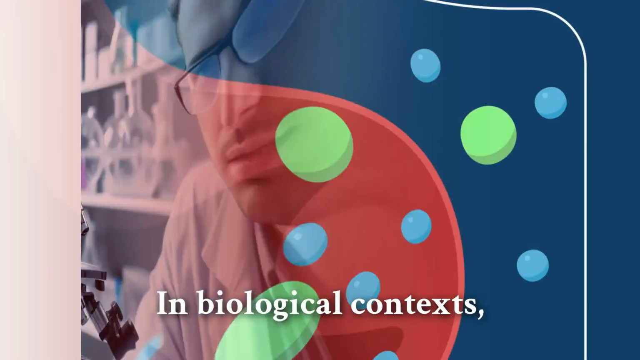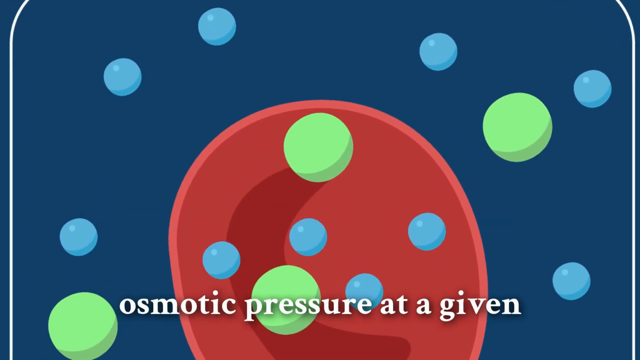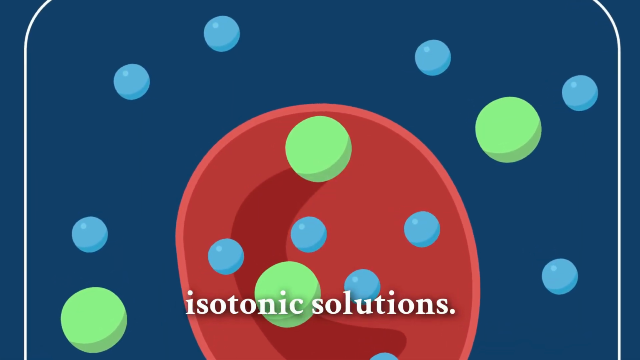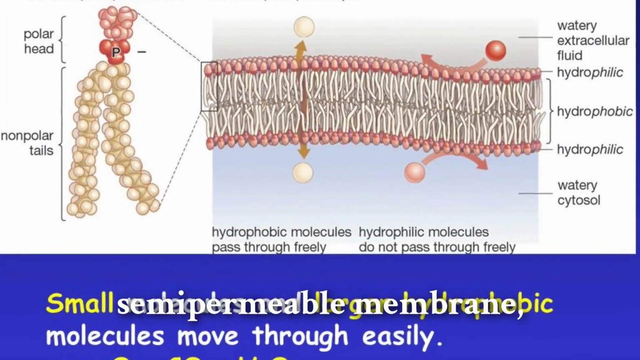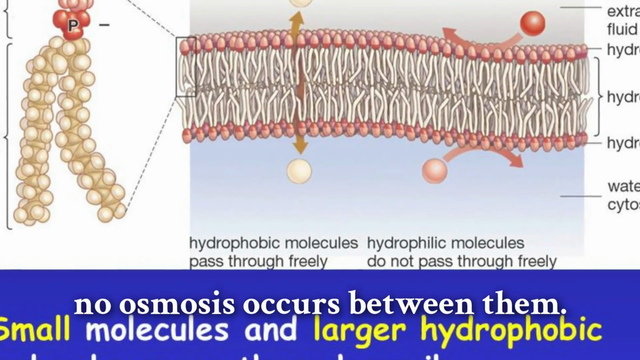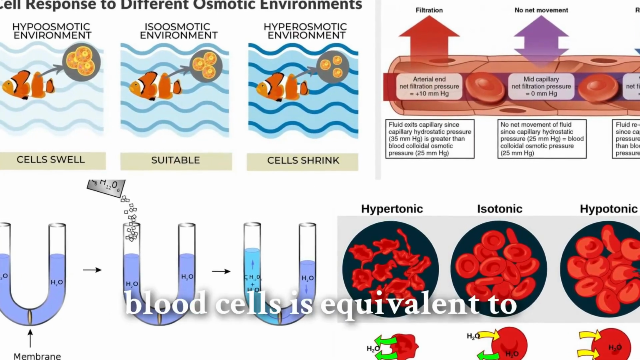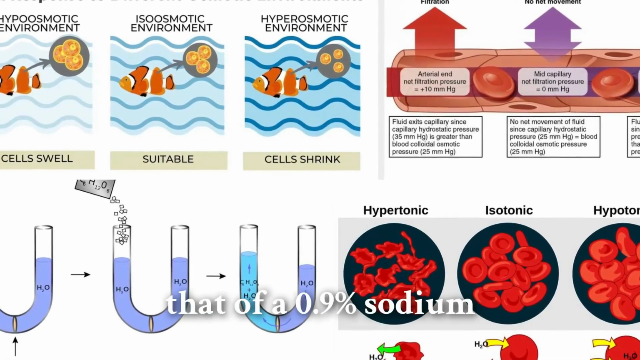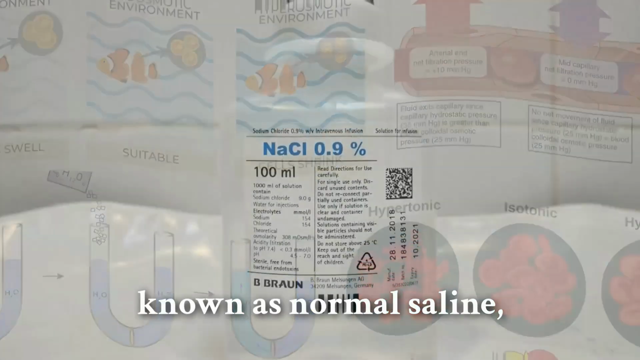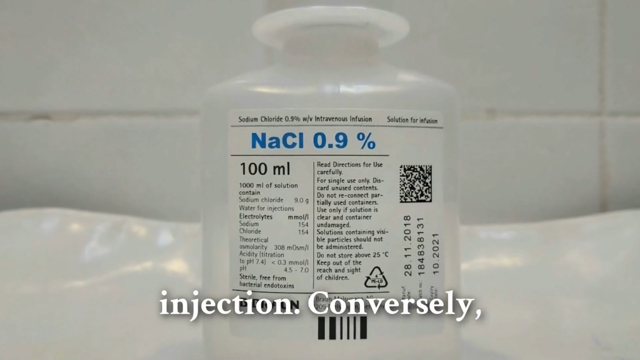In biological contexts, two solutions with the same osmotic pressure at a given temperature are termed isotonic solutions. When separated by a semi-permeable membrane, no osmosis occurs between them. For example, the osmotic pressure inside blood cells is equivalent to that of a 0.9% sodium chloride solution known as normal saline, which is safe for intravenous injection.